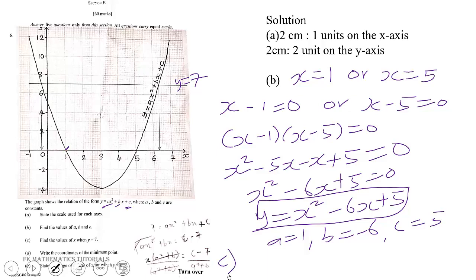So x squared minus 6x plus 5 is equal to 7. You have to solve this equation here. You have different methods to solve that equation. You can complete the square. So let's use completing the square for now.